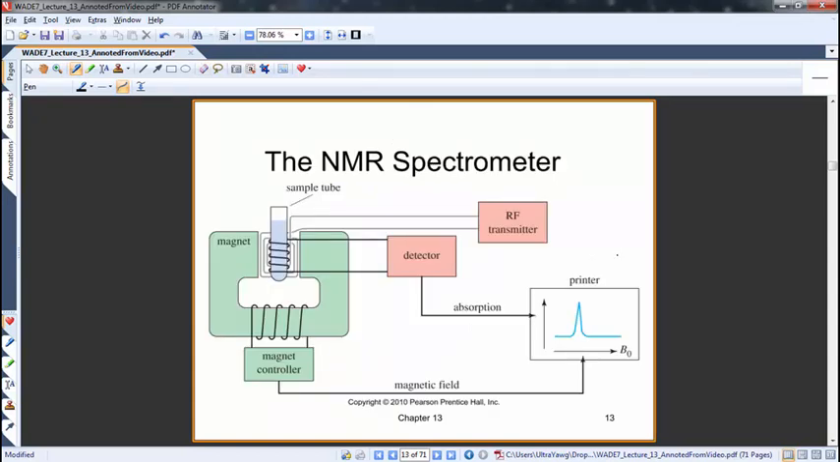Okay, let's take a quick look at how the spectrometer works and what it looks like in real life, then let's get to some spectra. So I take my sample tube, this is a real skinny test tube basically, I put my sample in there, it could be the liquid or gas state, could even be a solid state actually, I believe.